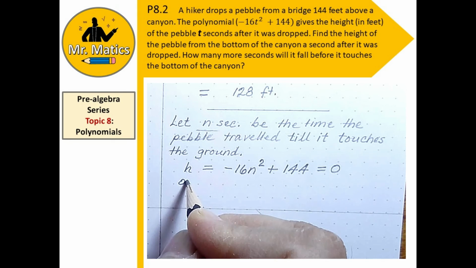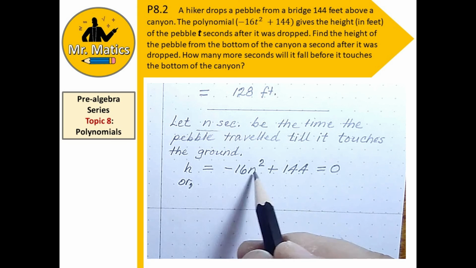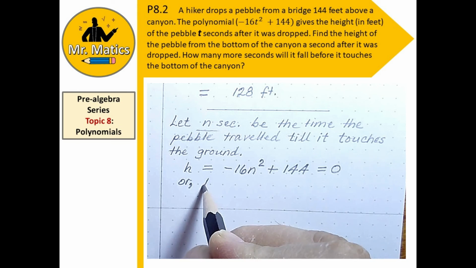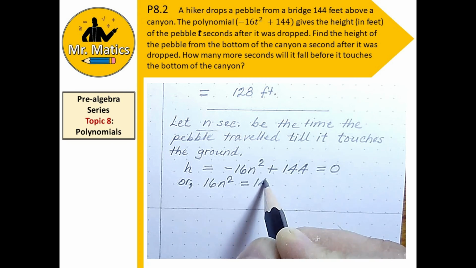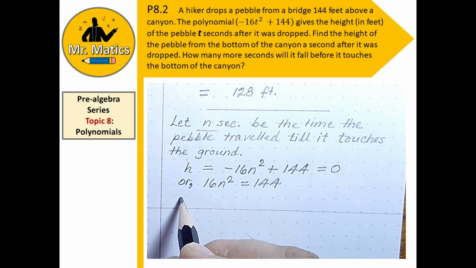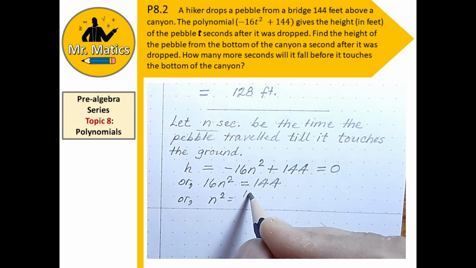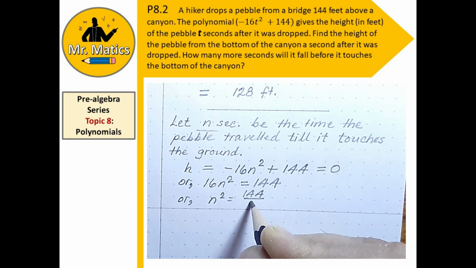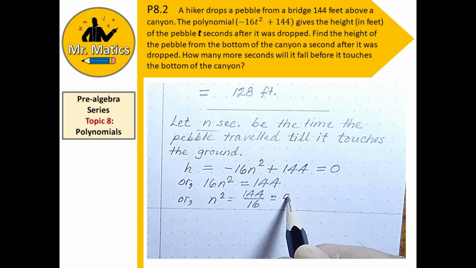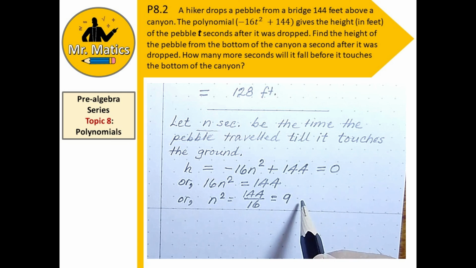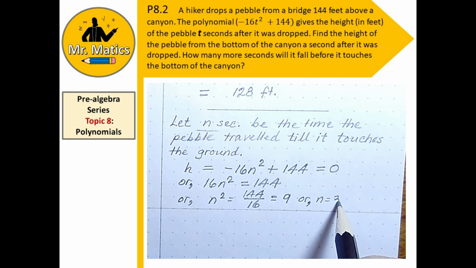Now we can solve this equation. We'll take the 16n squared to the other side and flip it, so it becomes positive 16n squared equals 144, or n squared equals 144 divided by 16, and cancelling the factors, we should get 9. Or n equals 3. Square root of 9 is 3.